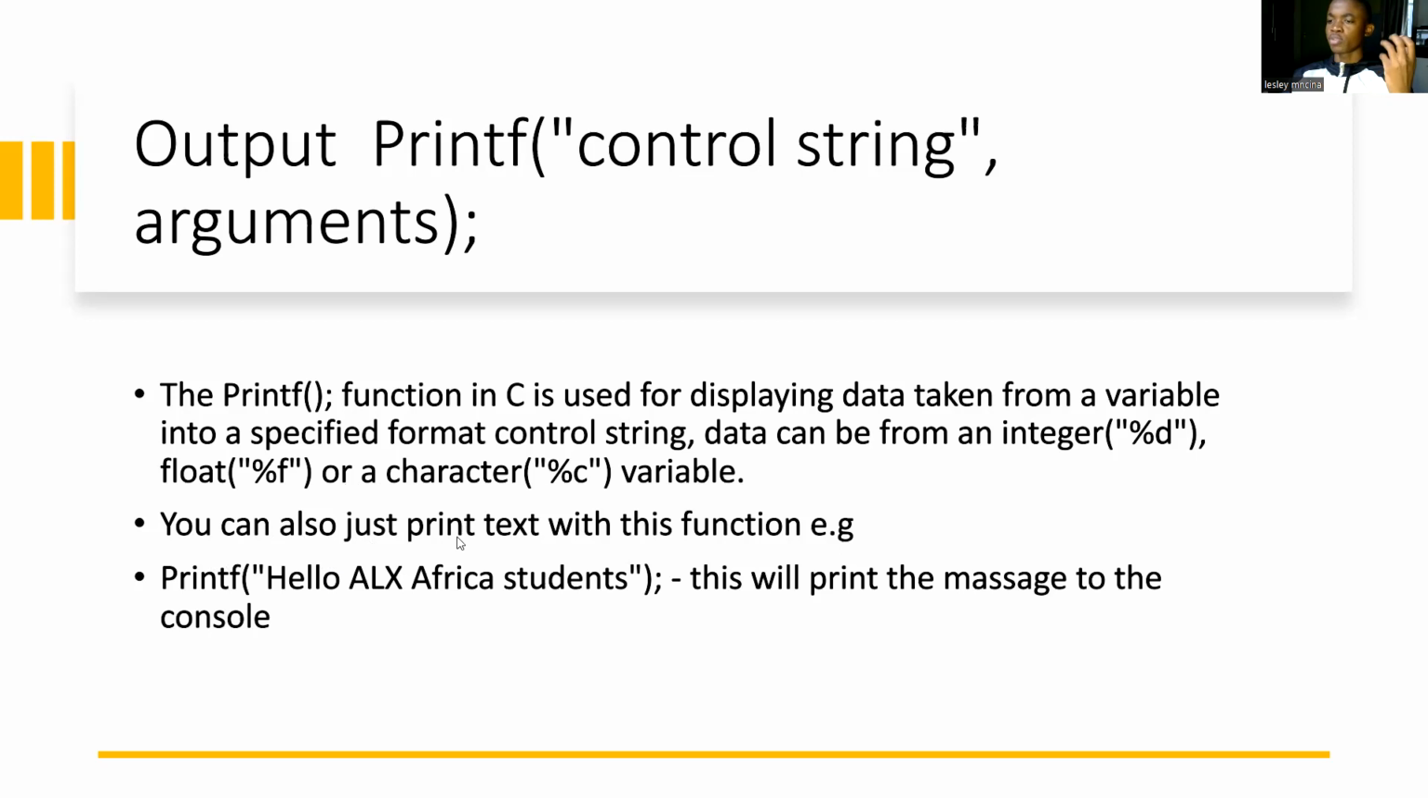You can also just print regular text, without any data type specification, just a regular message. An example of this would be printf("Hello ALX Africa students"). This will print the message to the console. So we don't have to specify using the control string, and we don't need arguments. We're just printing a simple text or string of characters to the console.